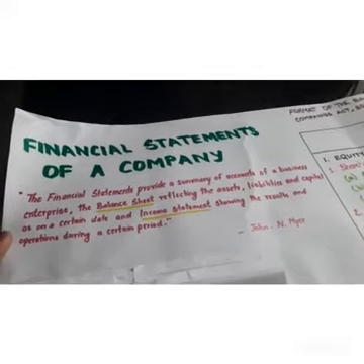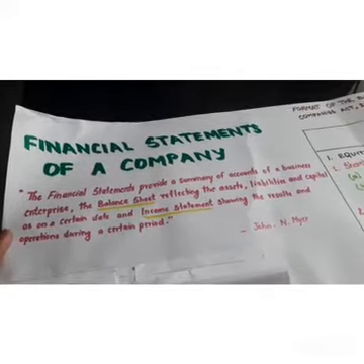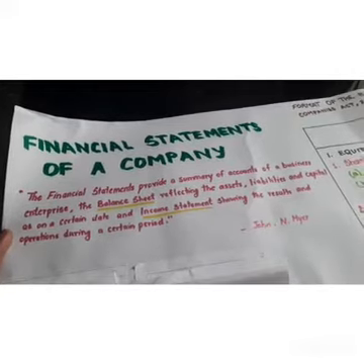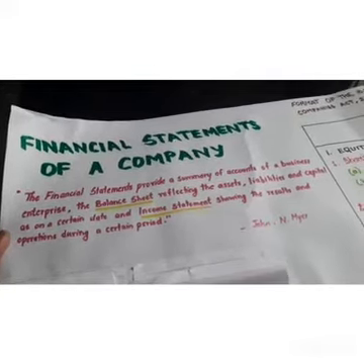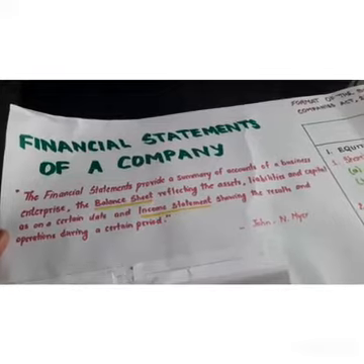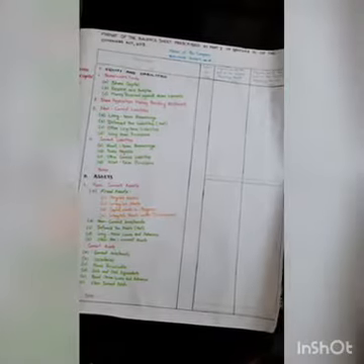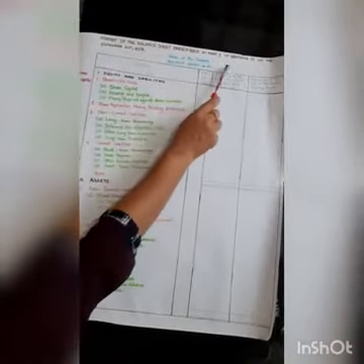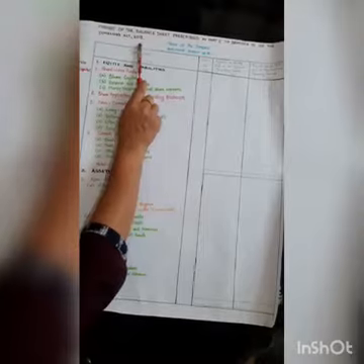Balance sheet and income statement are the two parts of financial statements. The balance sheet shows the position of the company, and the income statement shows the results, that is profit or loss, of a company during a certain period. First of all, let us see the format of a balance sheet, which is prescribed in Part 1 of Schedule 3 of the Companies Act 2013.